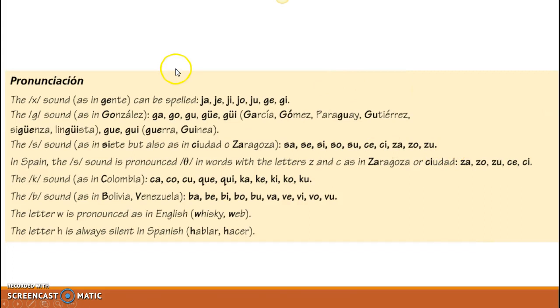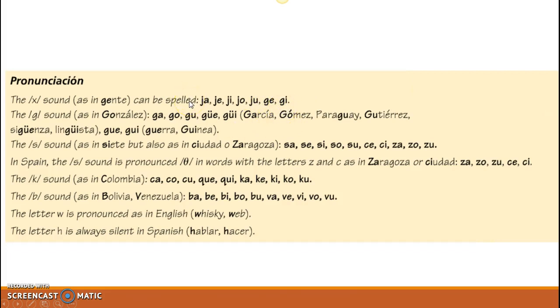Cuando hablamos del alfabeto, es importante prestar atención a la pronunciación. Tenemos el sonido como gente, que en español ese sonido va a estar en estas sílabas. Ha, he, hi, ho, hu, es decir, j, a, e, i, o, u, ha, he, hi, ho, hu. Pero también con G y E decimos ge, gi. Okay?